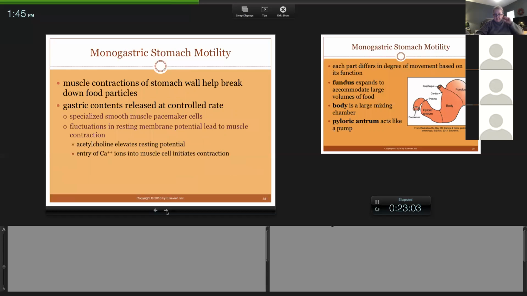There are pacemaker cells. Within the stomach, these special cells, when food hits the stomach, it's going to begin to contract, and it's going to begin to break up particles and mix it with the hydrochloric acid and the pepsin, and it's working on turning it into chyme.